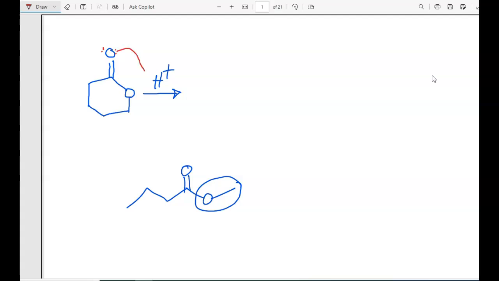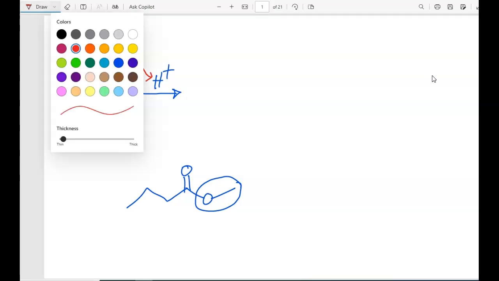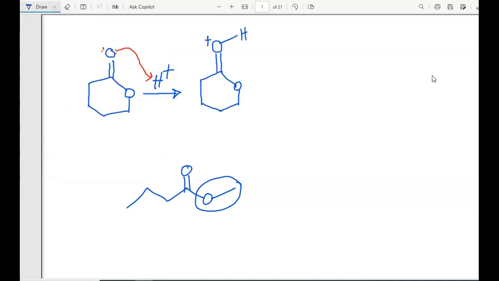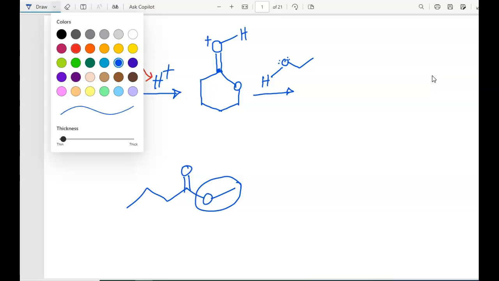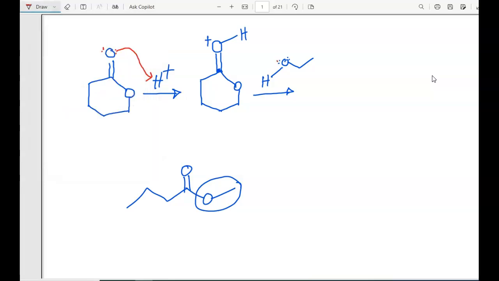So this picks up the proton, and that gives us our first intermediate. Once that intermediate is formed, then the ethanol that we now have is going to attack the carbonyl carbon. So it's going to attack this carbonyl carbon right here. So this goes in to attack the carbonyl carbon, creating a new bond.